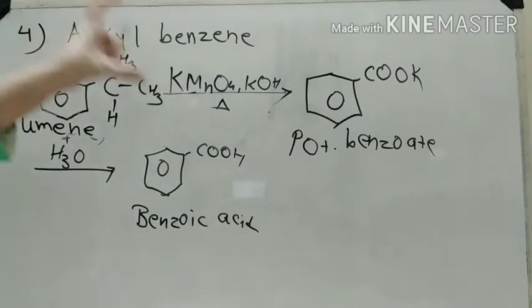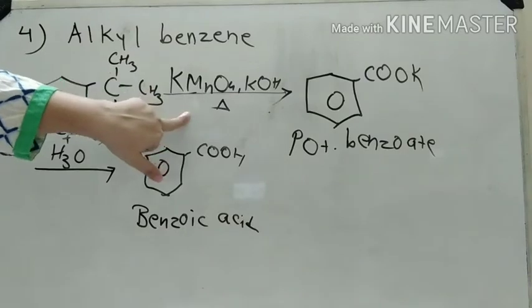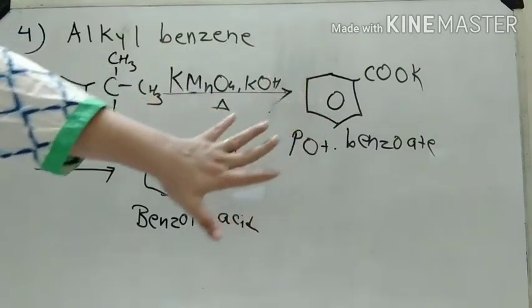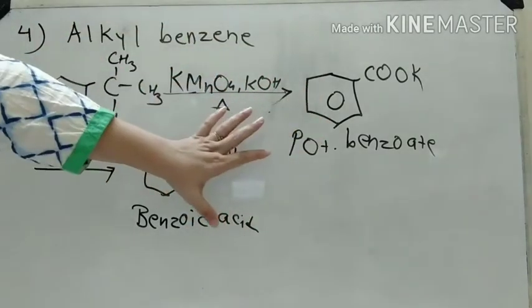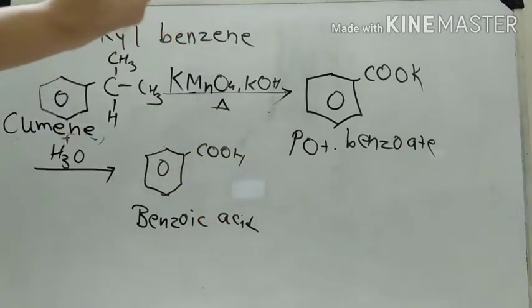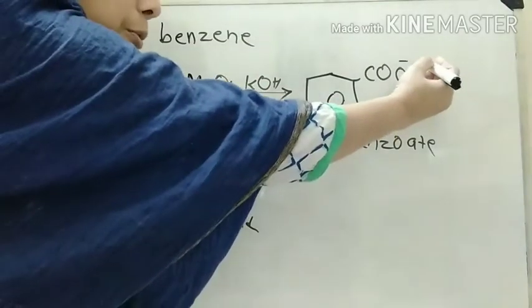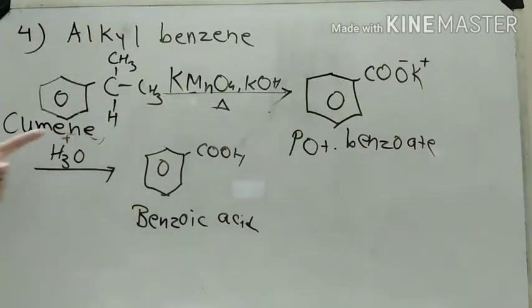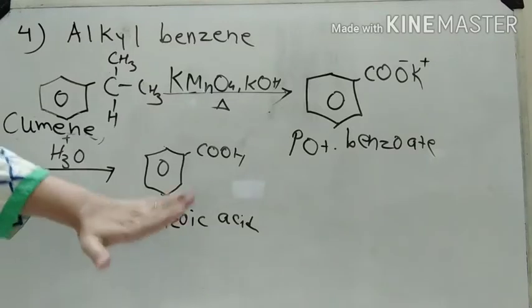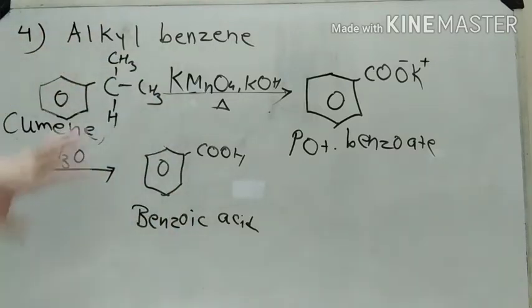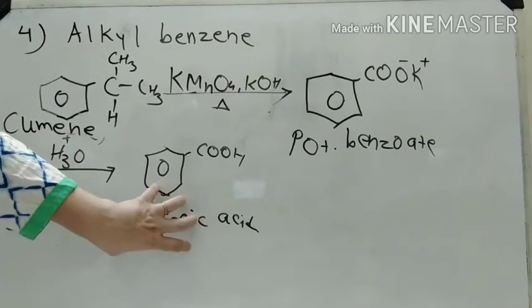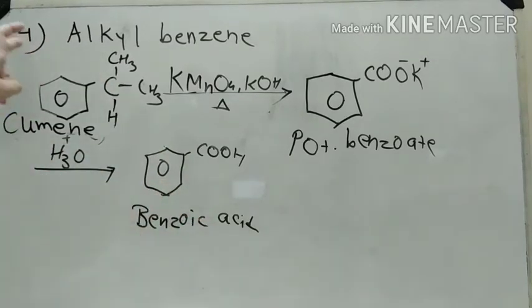This cumene undergoes the same reaction, oxidizing to form potassium benzoate only. We can mark the negative and positive signs on potassium benzoate, which undergoes hydrolysis and gives benzoic acid. So in this way, from toluene and from cumene, we get the aromatic acid by the fourth preparation method. Now let us see the fifth preparation method.